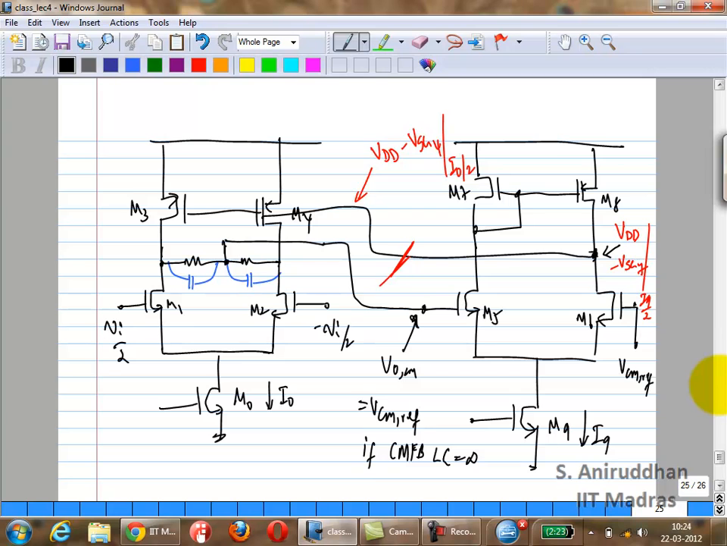So how would you do this? I think you mentioned something. Make them the same sizes. Do you want to make them the same sizes? The current density should be the same. That is all you need.